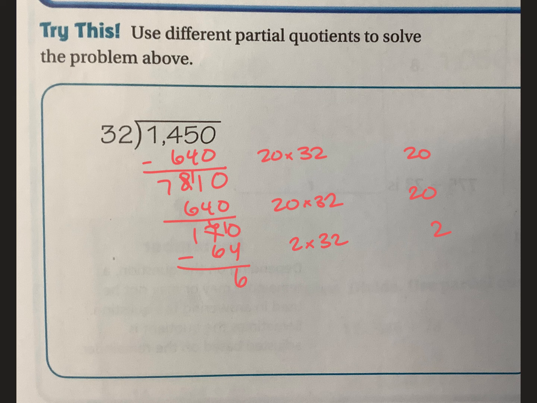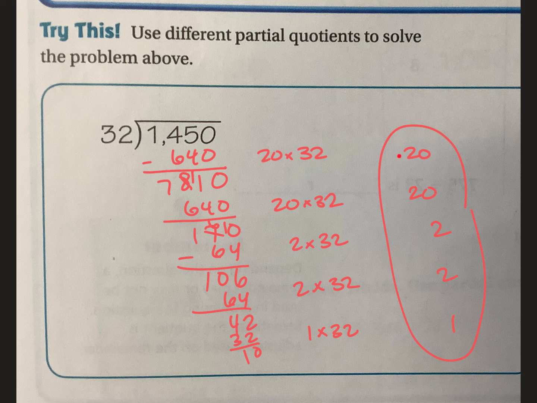And we end up with 106. And so I could do that again. That is 64. I end up with 42. And I can do that 32 one more time. And I get 10 left over. So altogether, it took me 20, 40, 41, 42, 43, 44, 45 times. And there was a remainder of 10.